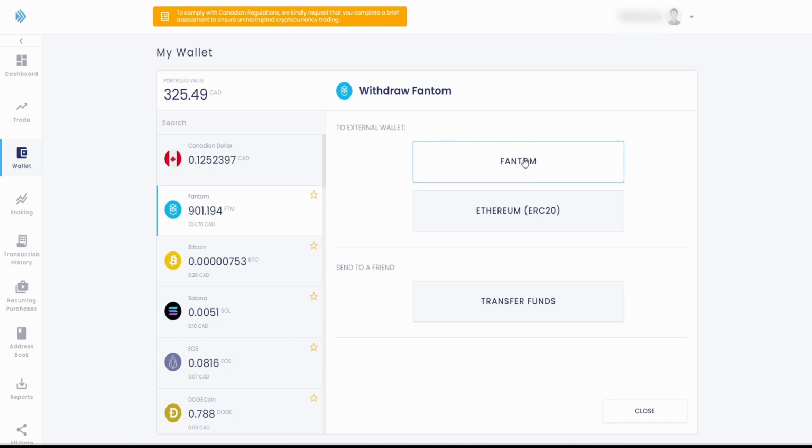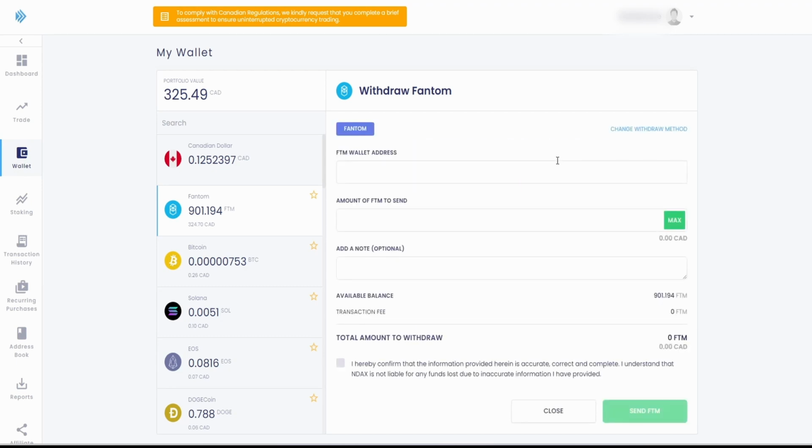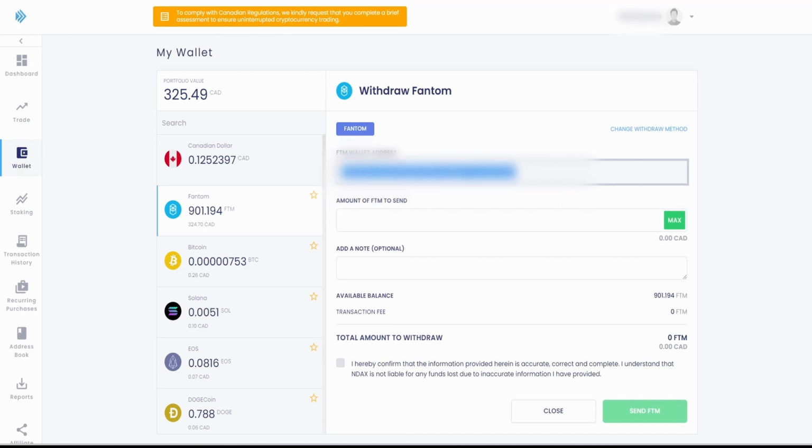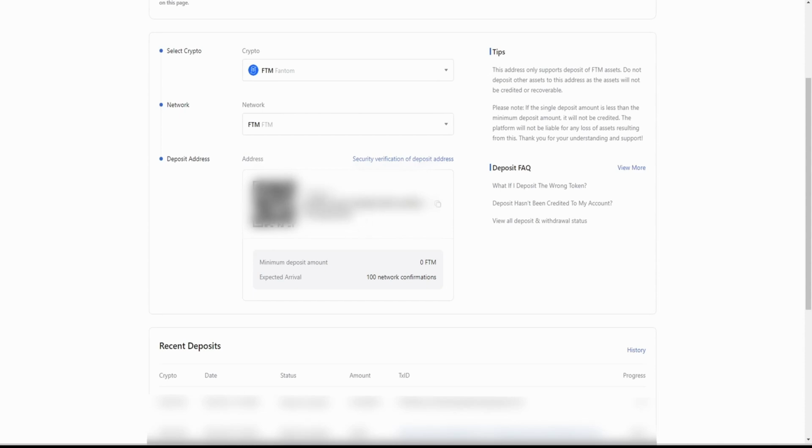It's very important that I select the same network as I had selected on the MEXC. So I choose Phantom. And now the wallet address is the wallet we just generated. So I'm going to paste that into here. Now make sure that this is exactly the same as what you see over here in this account. It's very important or else you won't get the funds into your account. So this is something you need to double check.